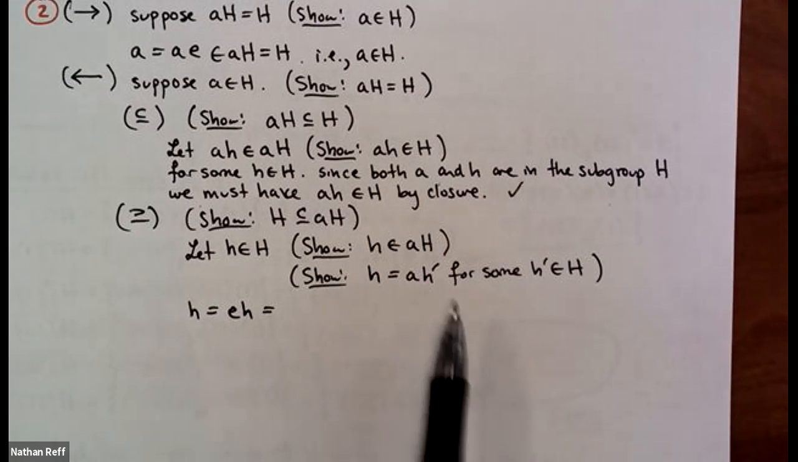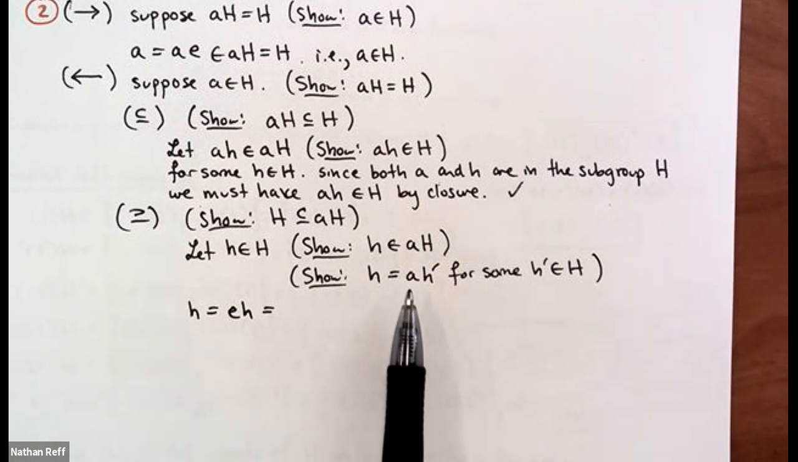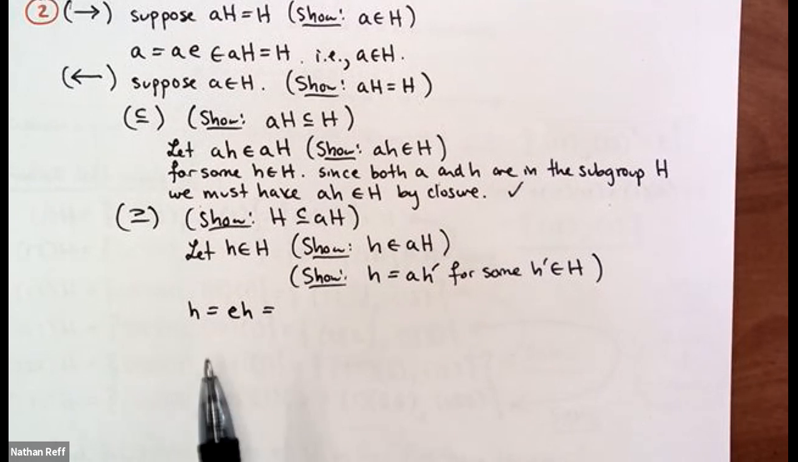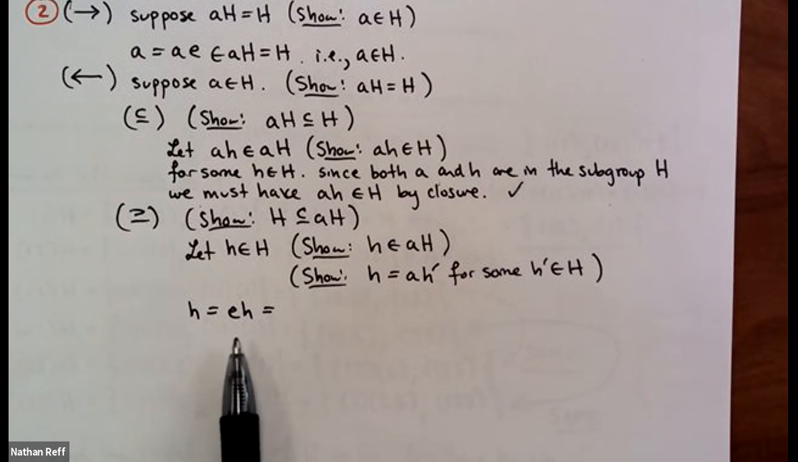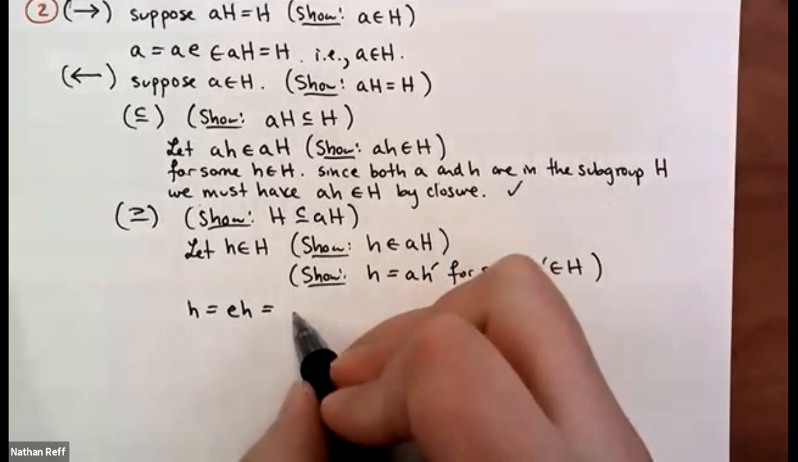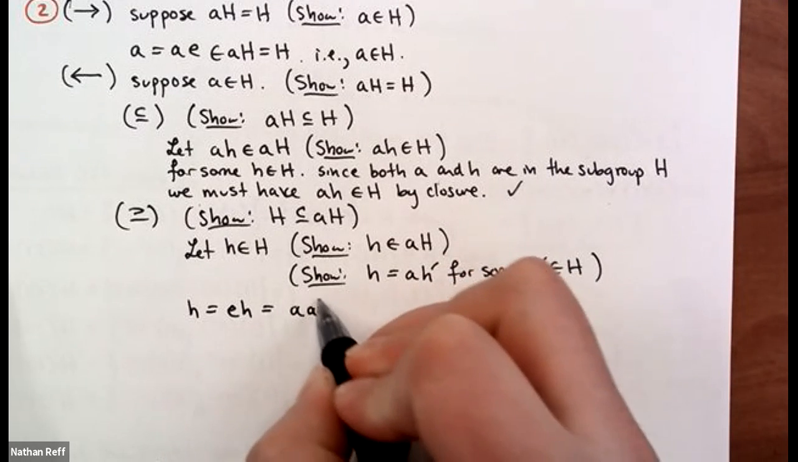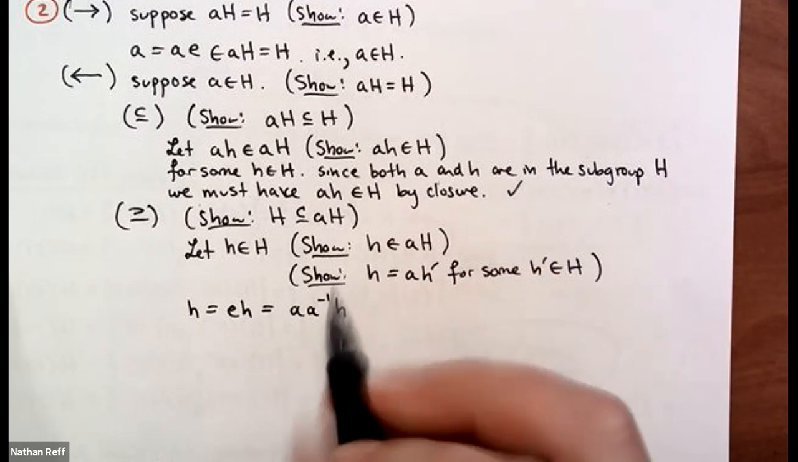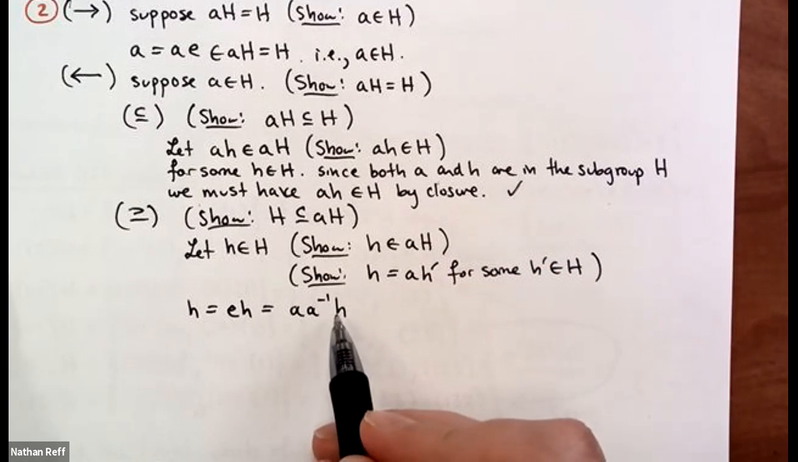I'm trying to make an A appear kind of out of nowhere, right? And to make elements appear, this is where you can utilize the identity, because the identity, I could always rewrite that as any element in the group times its inverse. So here's kind of where you do the math magic of things appearing out of nowhere, right? So do you agree that that's equal to that?